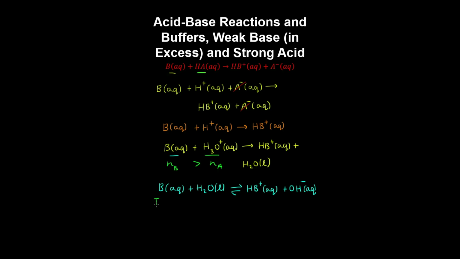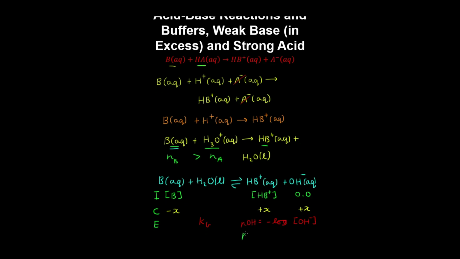And now we construct an ice table and use the remaining concentration of the base and the conjugate acid left over from the neutralization reaction, and use the base dissociation constant to work out the amount of hydroxide in the solution, and then use that to calculate pOH, and then the pH of the solution can be obtained from the following expression at 25 degrees Celsius.